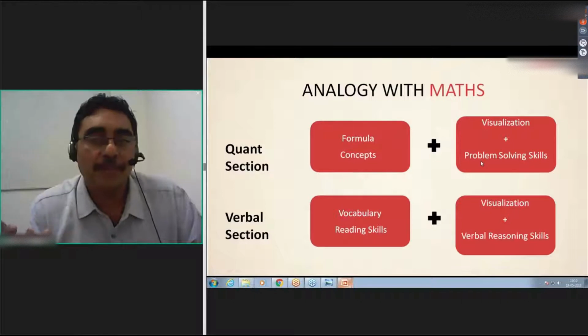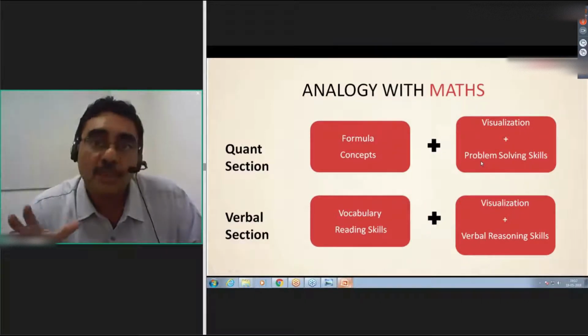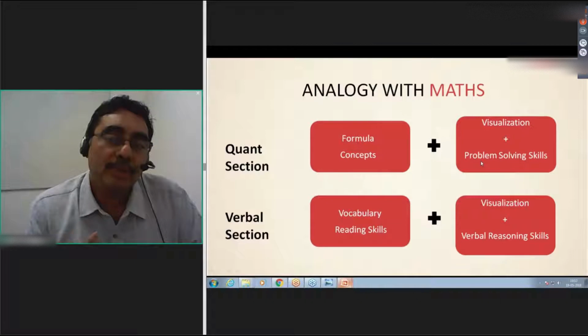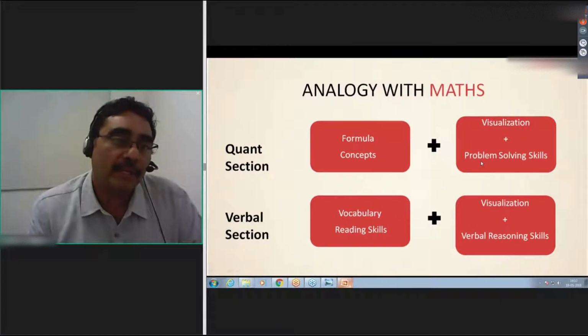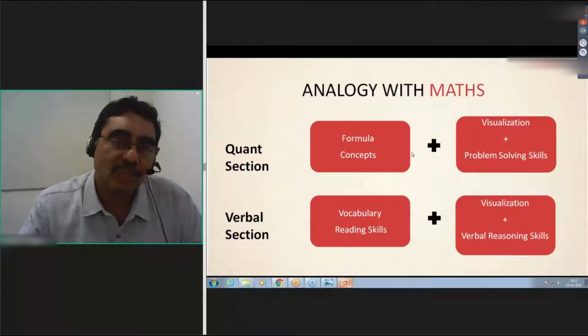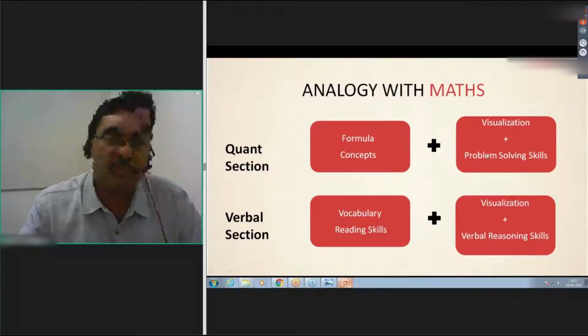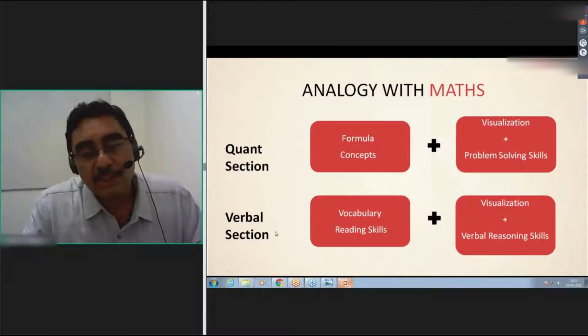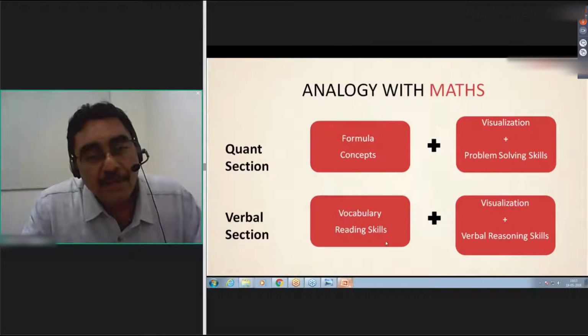For example, if it's a permutation combination problem, you have to visualize what's happening, who is being arranged, who should sit next to him, and so on. And then you should know which formula to apply. Likewise in geometry and so on. So you have concepts, you have formulas, and then you use your problem solving skills to crack the problem in maths. Likewise, in the verbal section of GRE, your fundamental skills are vocabulary and your reading skills.